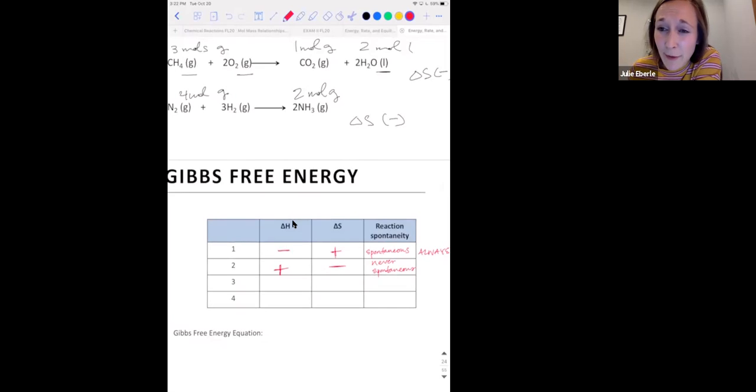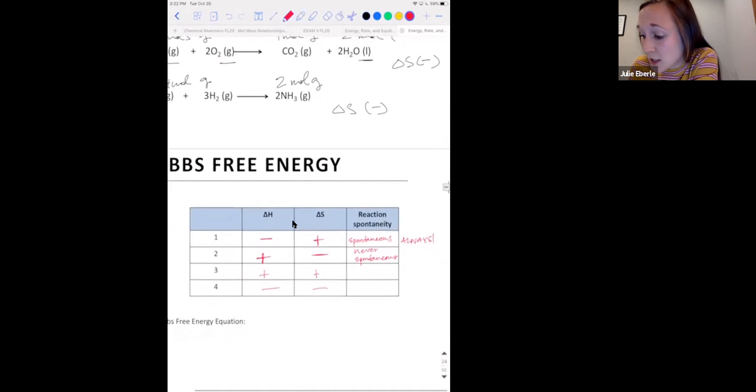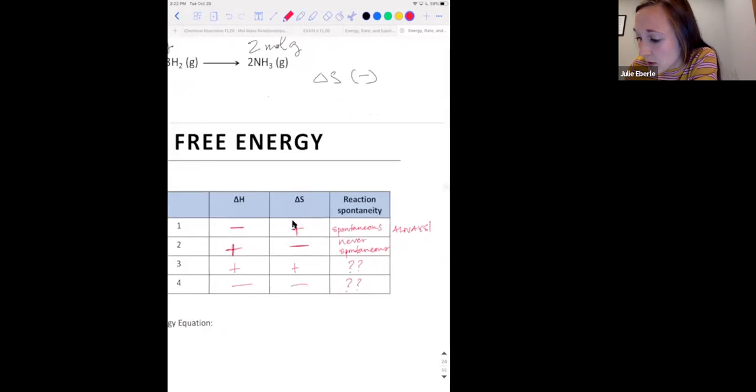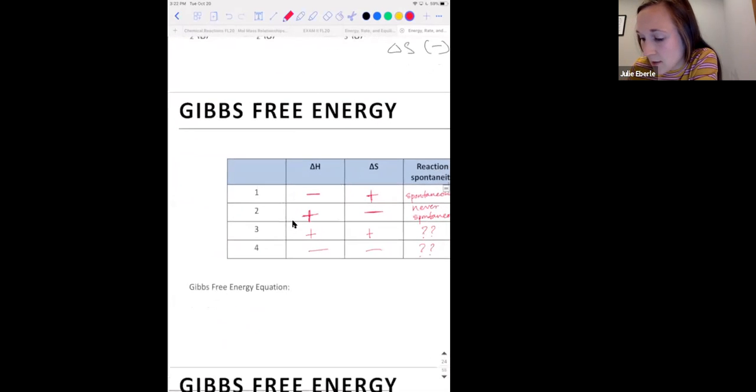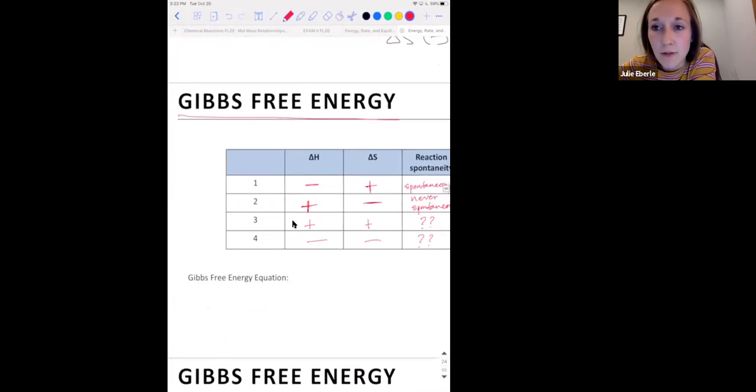Now, we can also have other combinations of delta H and delta S. So what if they're both positive? What if they're both negative? If these are the cases, then we actually don't have enough information just from looking at the signs of delta H and delta S. We actually don't quite know unless we do some more digging if it will be spontaneous or not. So what do we do in these cases? We are going to use an equation. What equation are we going to use? It's called Gibbs free energy, okay, which, if you notice, is the title of the slide.